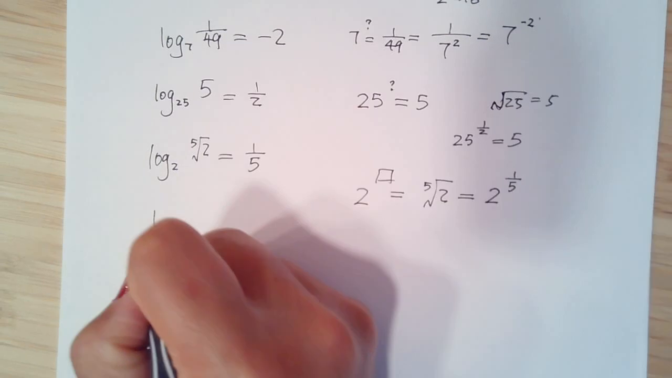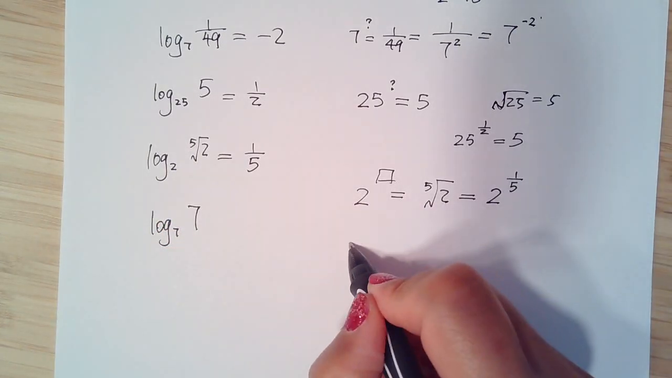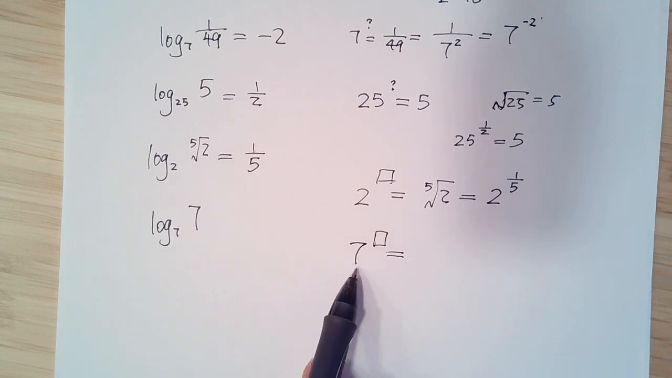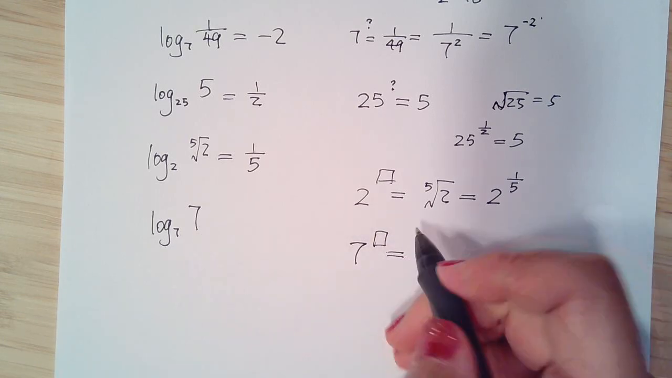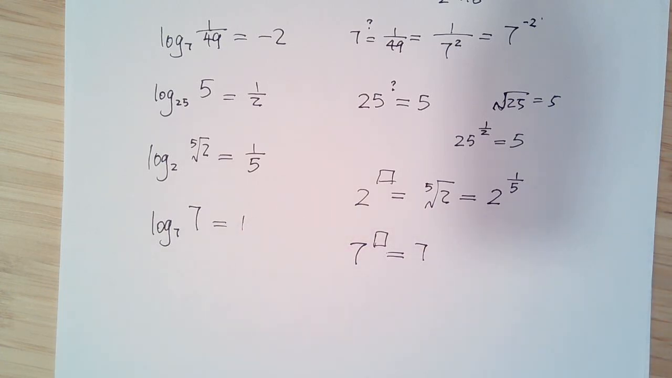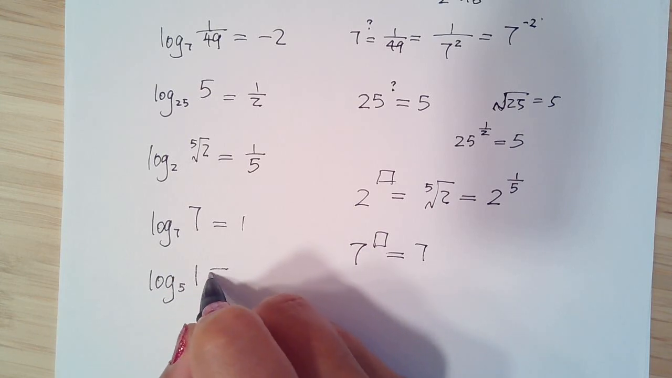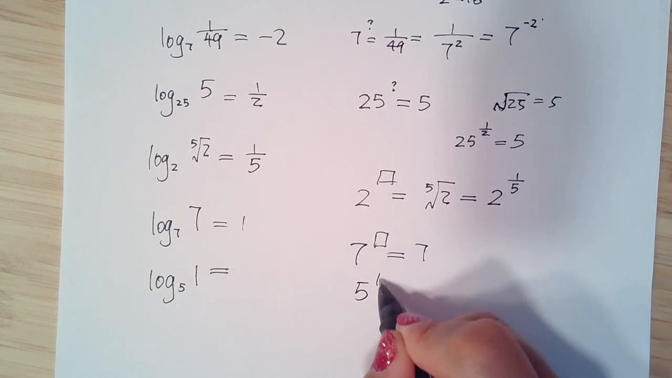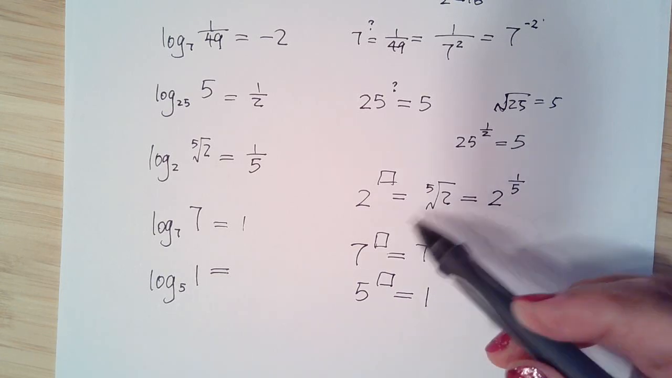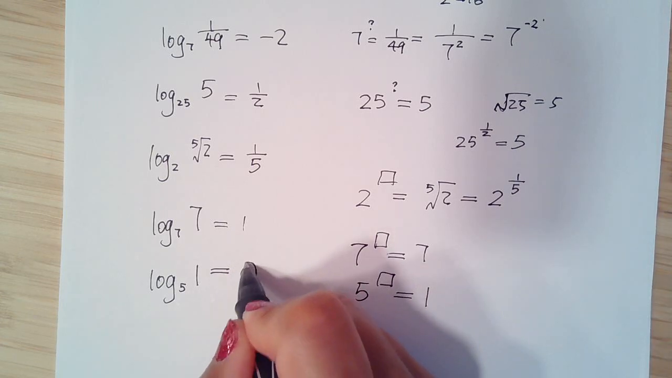Log base 7 of 7. So we're looking for a power, 7 to some power. Base is the base. 7 to what power is 7? We know it's 1. Okay, last one. Log base 5 of 1 equals. We're looking for 5 to what power equals 1? 5 is not 0, and any non-zero number to the 0th power is 1, so that answer is 0.